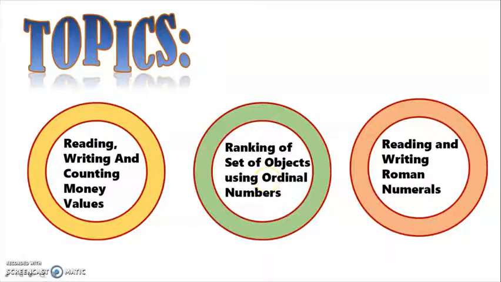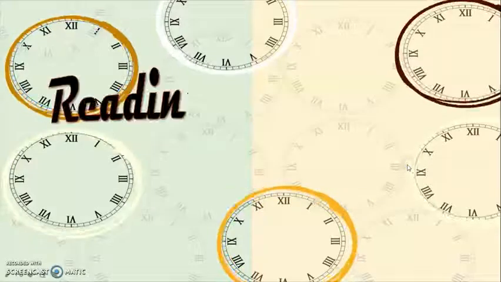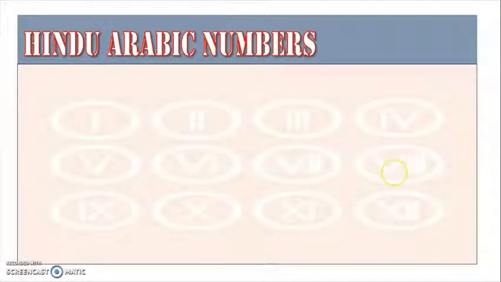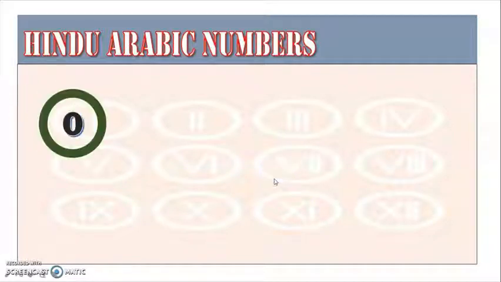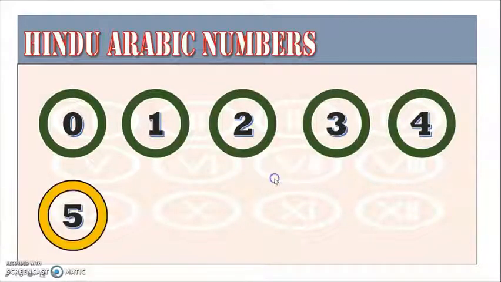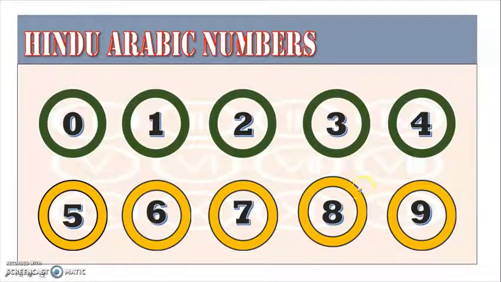The last topic is reading and writing Roman numerals. Let's click it. So this is reading and writing Roman numerals. For that, what are the Hindu-Arabic numbers? These numbers originated from India. They are recently used in maths today. These are the numbers that we usually use: 0, 1, 2, 3, 4, 5, 6, 7, 8, and 9. So these are the Hindu-Arabic numbers.